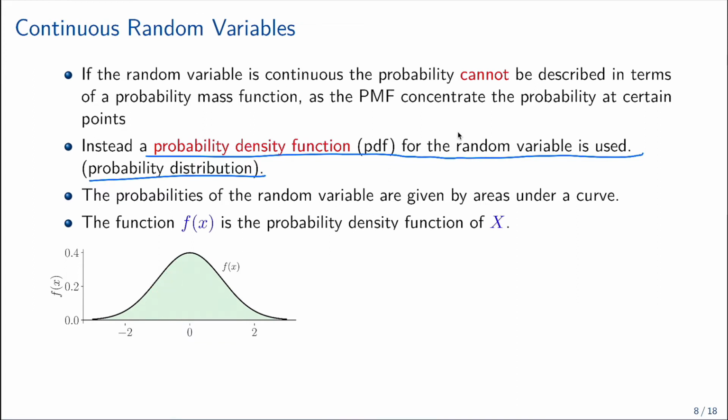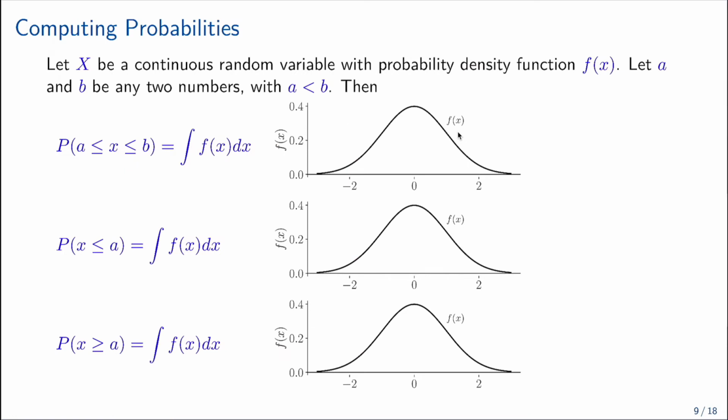One of the main properties of the probability density function is that the integral from minus infinity to infinity of f(x) dx is equal to 1. Also, f(x) is greater than or equal to 0 for all x. How do we compute the probabilities?